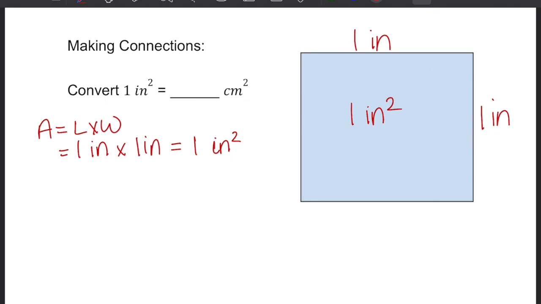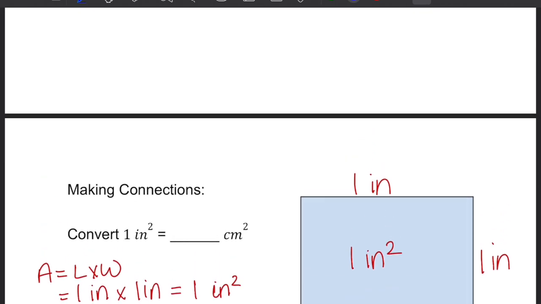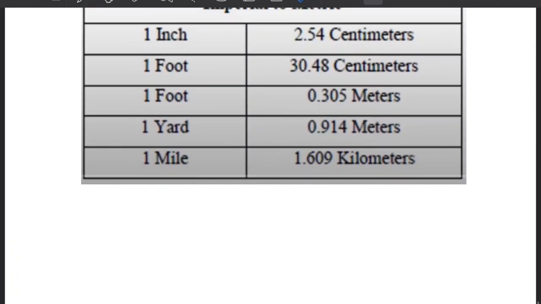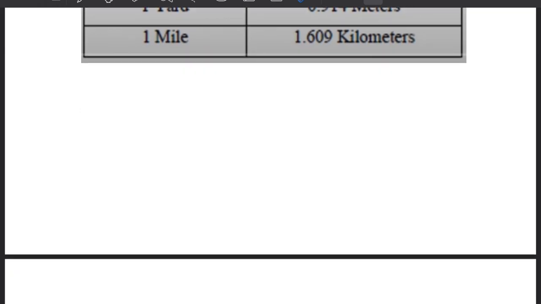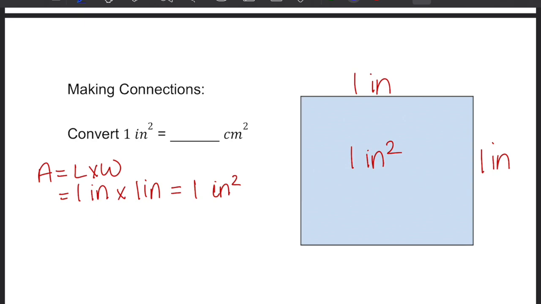Now, what if I take another approach? What if, instead of writing 1 inch, I write the equivalent measure in centimeters? Let me go to my conversion chart here. 1 inch is equal to 2.54 centimeters, approximately. So instead of writing 1 inch here, I'm going to write 2.54 centimeters. They're equal to each other, right? So it's okay. And here I'm going to say 2.54 centimeters.